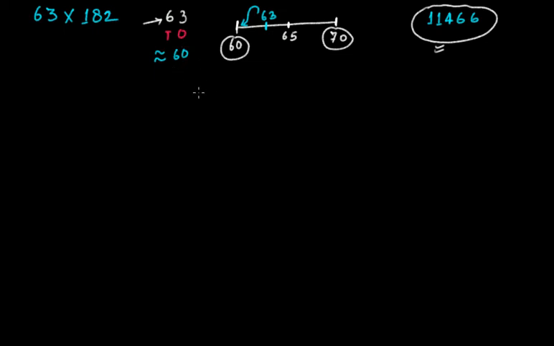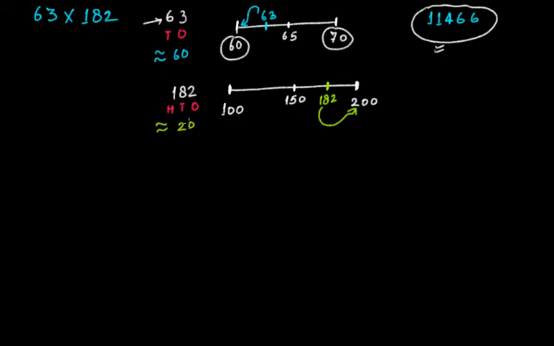Now let's see for 182. This has a ones place, a tens place, and a hundreds place. We'll round off 182 to its nearest 100. You have two close hundreds to 182: one will be 100 and the next will be 200. In between will come 150, and our number 182 will be somewhere here, and 182 is nearer to 200, right? So if we round off 182 to its nearest 100, it will be 200, right?